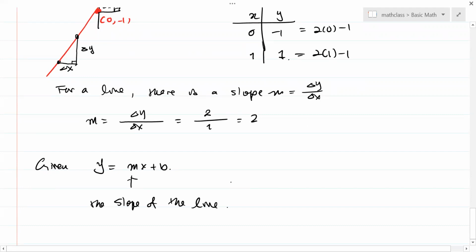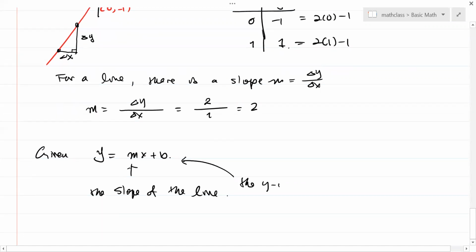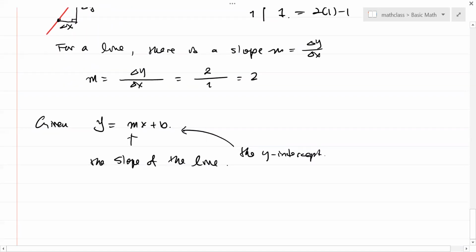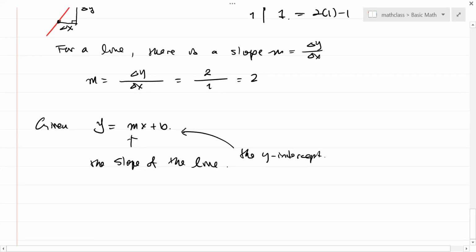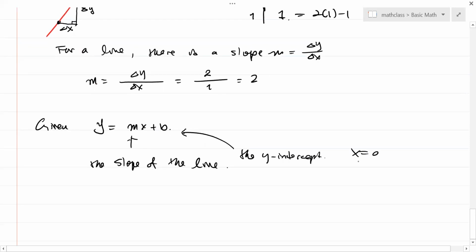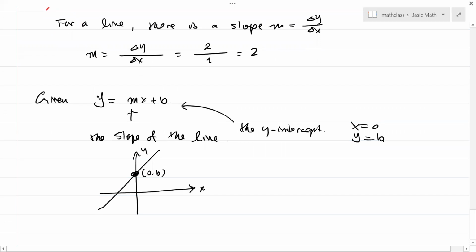Now what is b? The b is going to be the y-intercept. Why y-intercept? Because when x equals 0, the y value is going to be b. So if you plot 0 and b, this is a point on the y-axis, and this is the line. That's why it is the y-intercept.